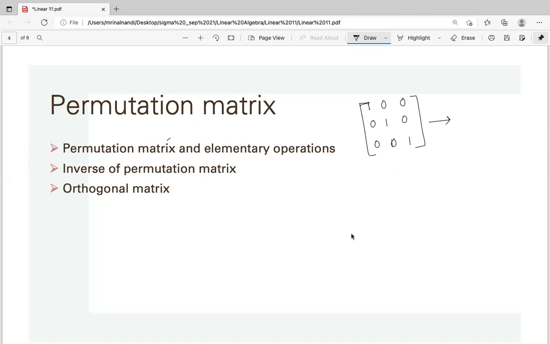Now, what is the inverse of a permutation matrix? The inverse of a permutation matrix is just again a permutation matrix.